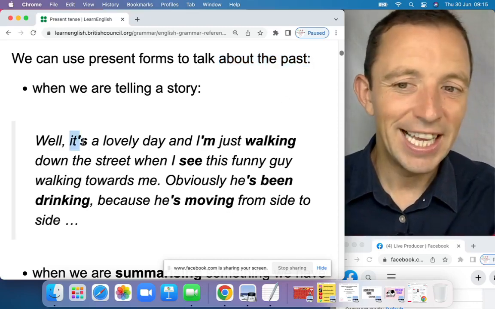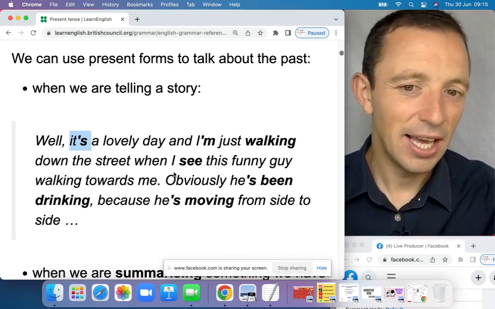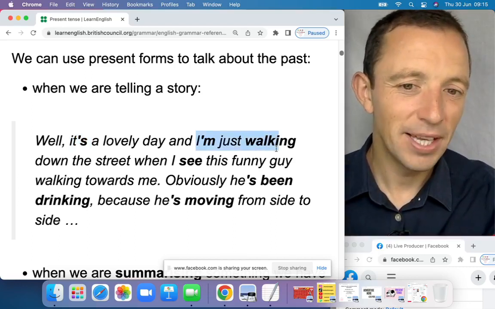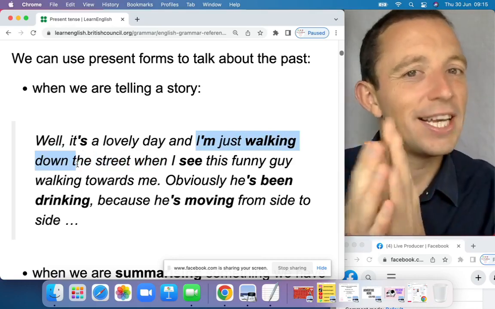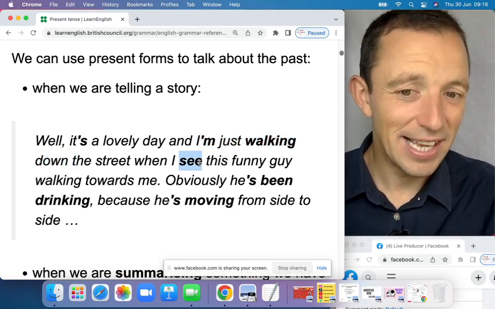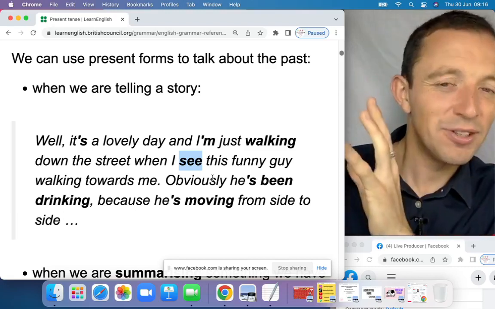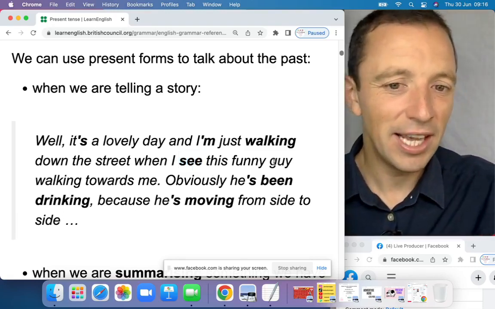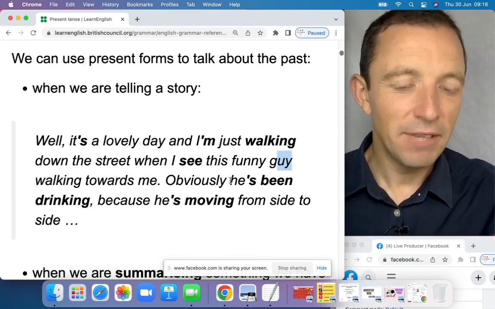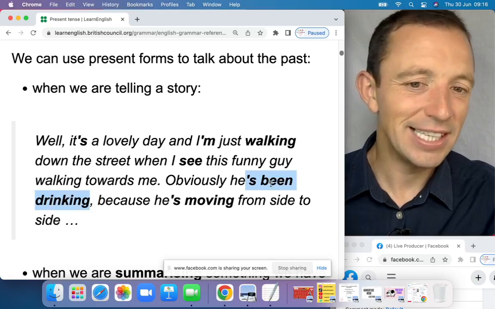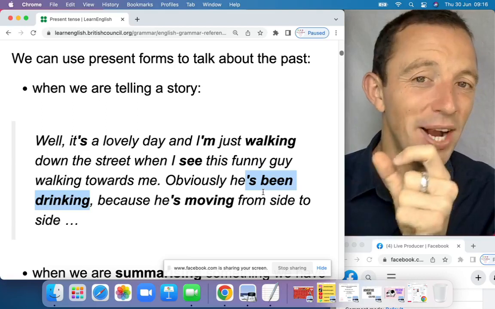So again, it is a lovely day is the present, but you're telling a story from the past, and I am just walking down the street. Again, the present continuous, but you're speaking about the story in the past. When I see, again, present simple, but we're referring to the past. This funny guy, this funny man, person walking towards me. Obviously, he has been drinking. This is the auxiliary verb to be in the present perfect, plus the ing, that's the present perfect continuous.